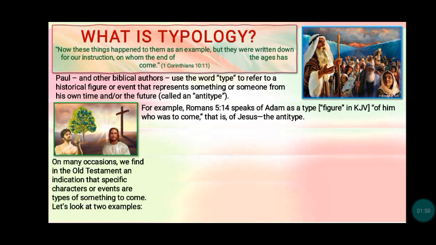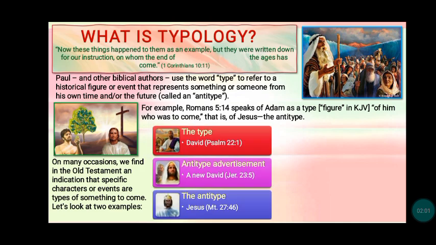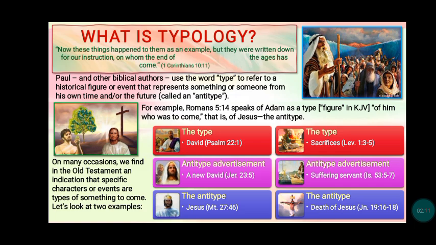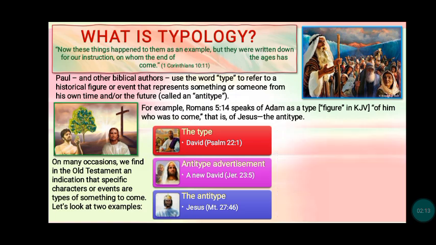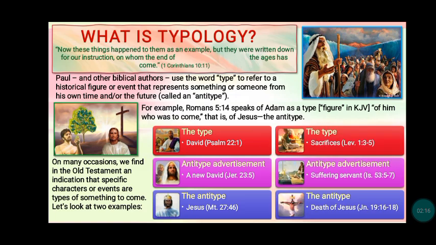On many occasions, we find in the Old Testament an indication that specific characters or events are types of something to come. Let's look at two examples. The type, David. Antitype, a new David. The antitype, Yeshua. The type, sacrifices. Antitype, suffering servant. The antitype, death of Yeshua.